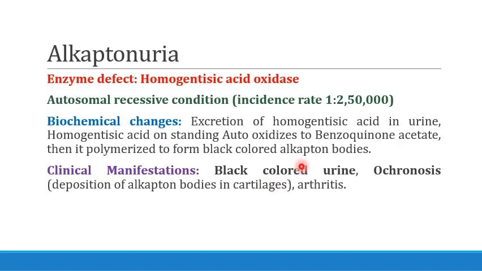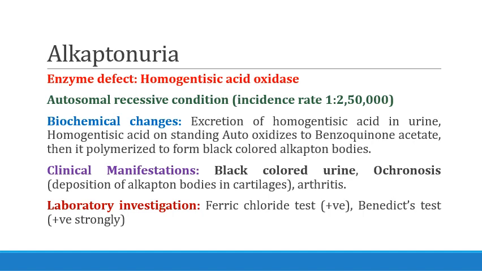Clinical manifestation: it shows black colored urine after keeping for some time. Patients have ochronosis, meaning deposition of the black alkapton bodies in the cartilages of the nose, pinna of the ear, and also in the intervertebral disc, and it also leads to arthritis. Laboratory investigation: the ferric chloride test is positive, and the Benedict test is also strongly positive in patients with alkaptonuria. Treatment: patients are usually prescribed a low phenylalanine diet.